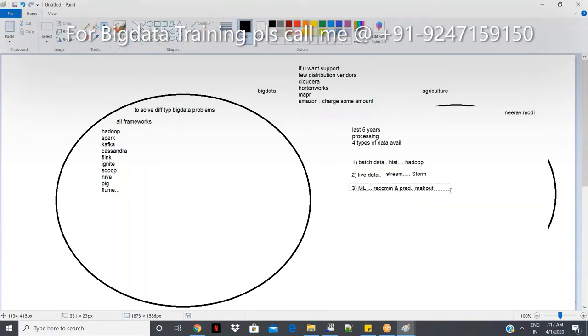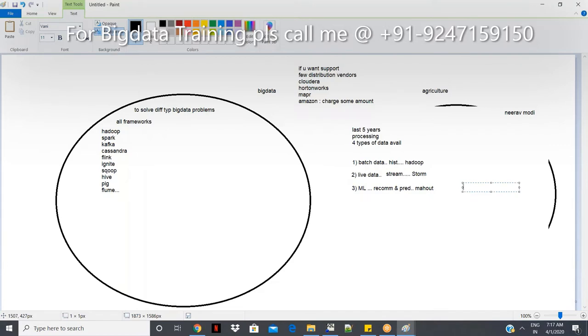In the banking sector, for example, I am not paying EMI properly. What happens? My CIBIL score decreases. Then it gives recommendations: don't give a credit card to this person. Why is he not paying EMI properly? That's why it gives recommendations. At that time, use machine learning. And the fourth one is graphical data. Especially with graphical data, you analyze the relationships.